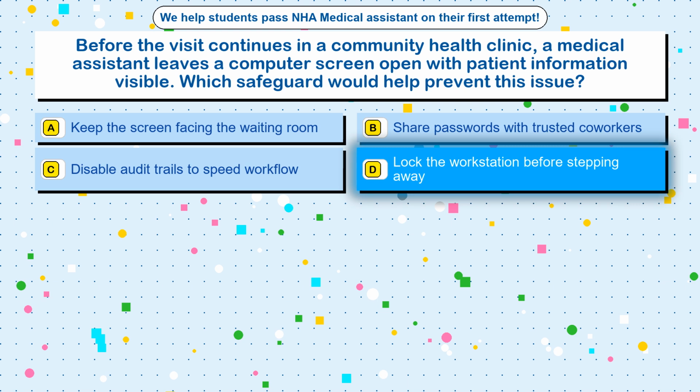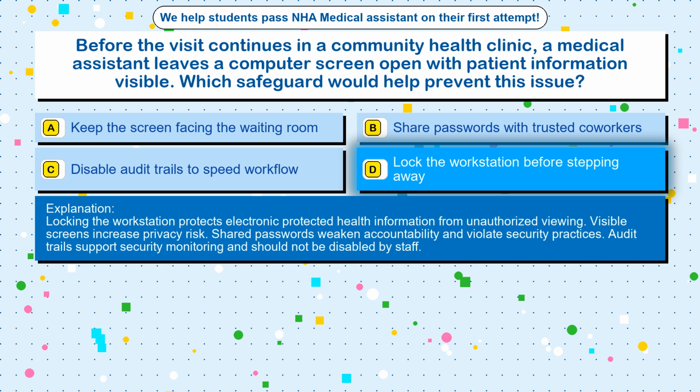The correct answer is option D. Lock the workstation before stepping away. Locking the workstation protects electronic protected health information from unauthorized viewing. Visible screens increase privacy risk. Shared passwords weaken accountability and violate security practices. Audit trails support security monitoring and should not be disabled by staff.